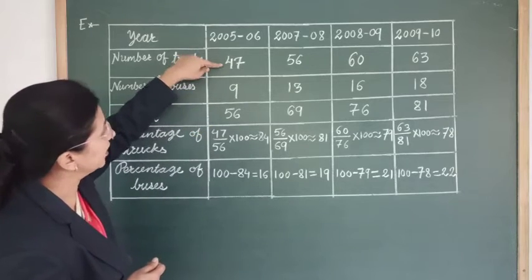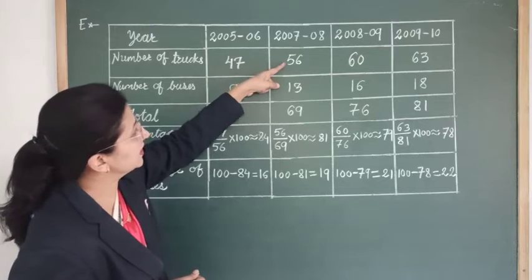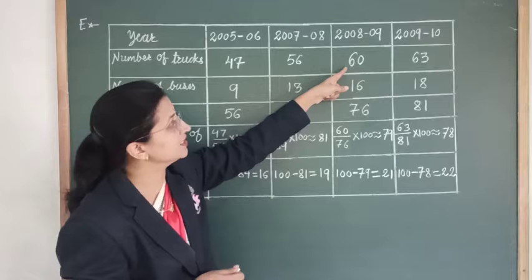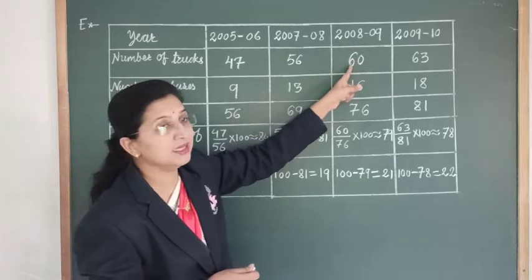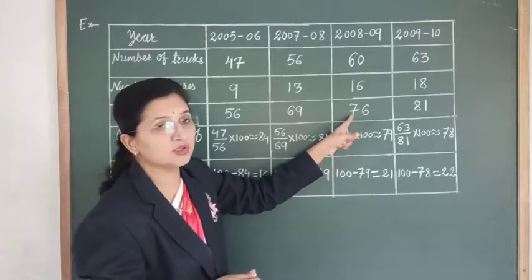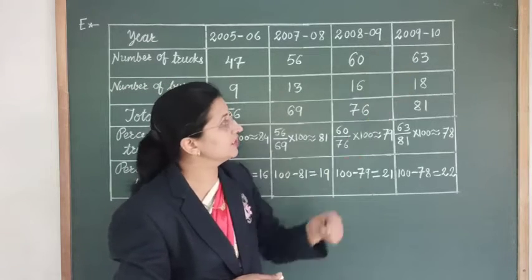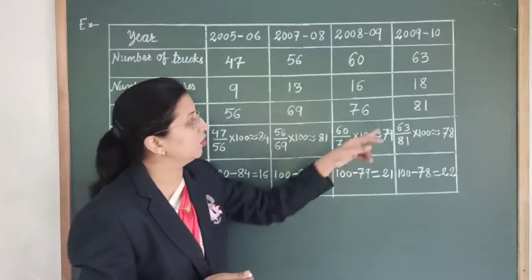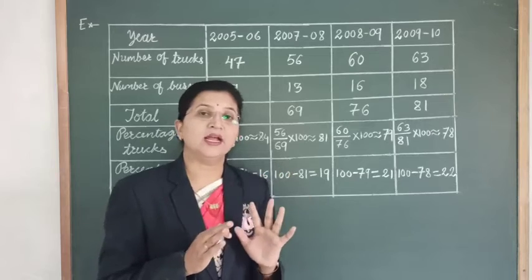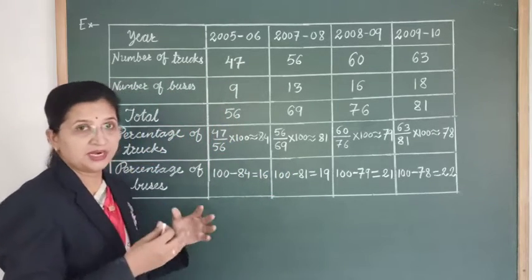Now you can see here 47 plus 9, that is 56. 56 plus 13, that is 69. The number of trucks in the year 2008 to 9, that is 60, plus buses 16. So total is 76. Then here trucks 63 and buses 18. Then total is 81. So we got the totals. After finding the total, let's convert that into percentages.